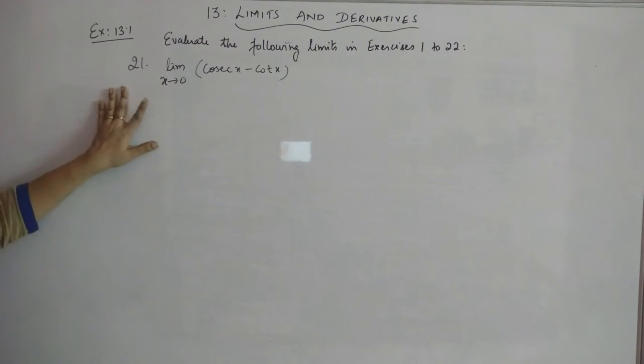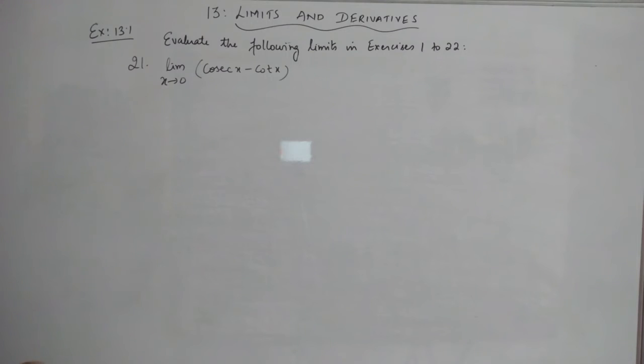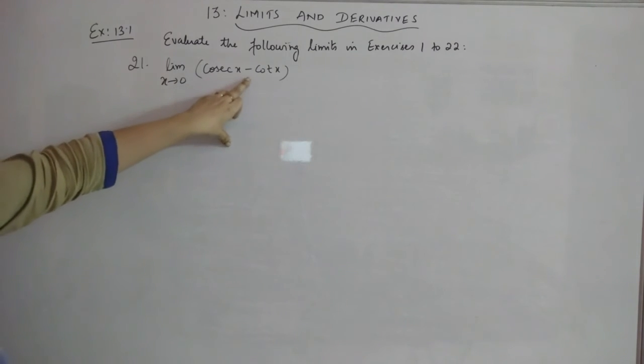Question number 21 is limit x tends to 0 of cosec x minus cot x. Now again if you directly replace, it will become cosec 0 minus cot 0.